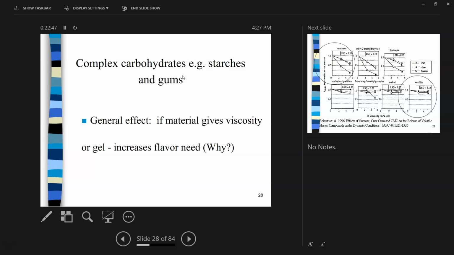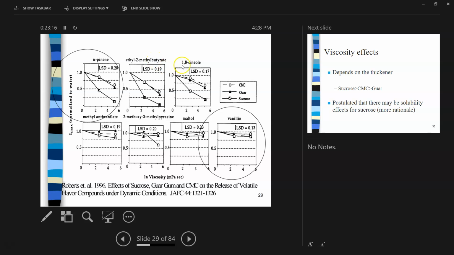So high potency sweeteners and simple sugars can have a variable effect. How about complex carbohydrates? What happens when we start looking at starches in a food, or gums, whether it's guar or carboxymethyl cellulose, whatever? There is a general effect when a material gives viscosity or a gel that increases the flavor need. If you put enough in that it makes it thick, you'll have to put more flavor in.